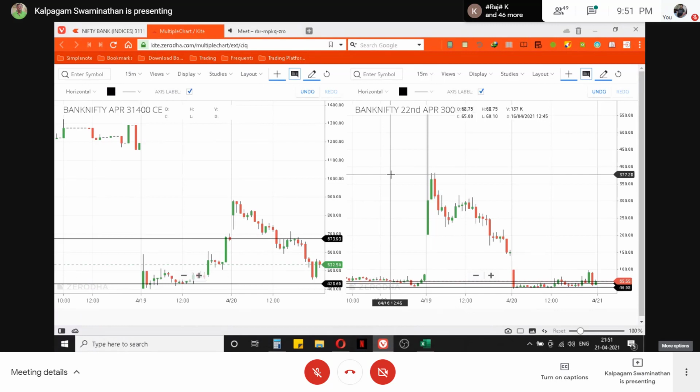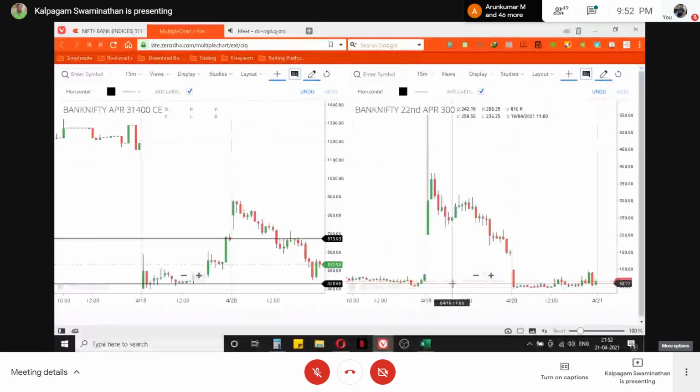Correct. The point is you can never predict at what time momentum will build up. So you will have to necessarily hold the trade and hope for the best, especially on expiry days. Very true, sir. And tomorrow being an expiry, with today a holiday, how things are going to open tomorrow, nobody knows.